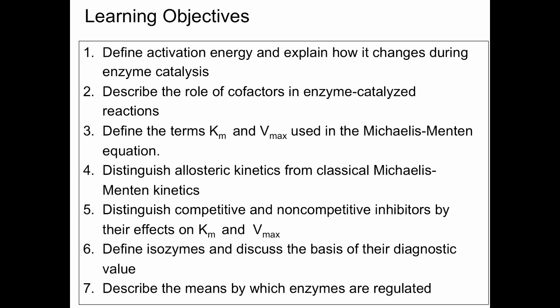Our learning objectives for this session are: define activation energy and explain how it changes during enzyme catalysis; describe the role of cofactors in enzyme-catalyzed reactions; define the terms Km and Vmax which are used in the Michaelis-Menten equation; distinguish allosteric kinetics from classical Michaelis-Menten kinetics; distinguish competitive and non-competitive inhibitors by their effects on Km and Vmax; define isozymes and discuss the basis of their diagnostic value. Finally, by the conclusion of this session, we should be able to describe the means by which enzymes are regulated.